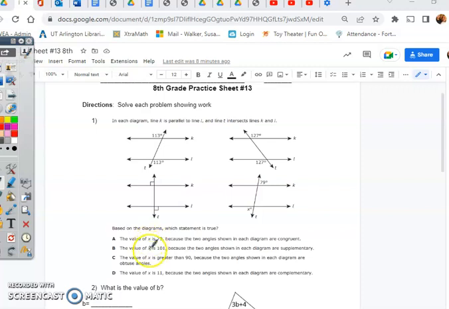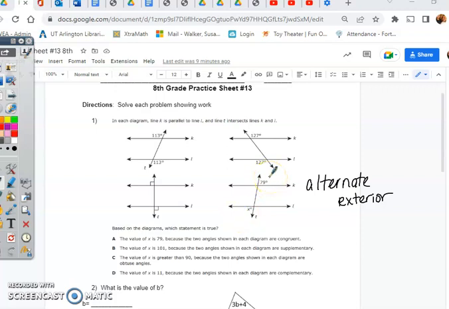Now, notice when you look, it's talking about X. I'm going to go right over here where it talks about X. And what do you know? Hopefully, you can tell these are alternate interior, nope, my bad. These are alternate exterior angles because they are outside of the parallel lines and they are on opposite sides of the transversal, left, right, left, right.